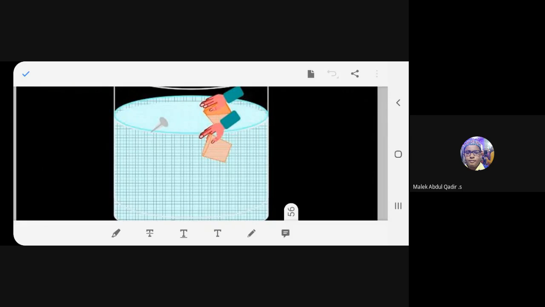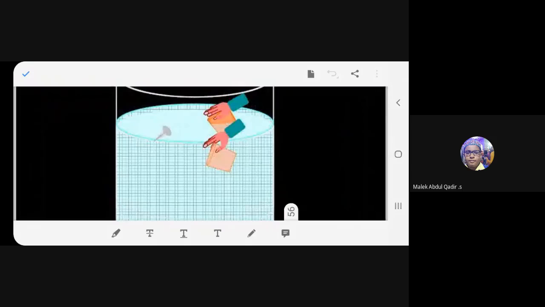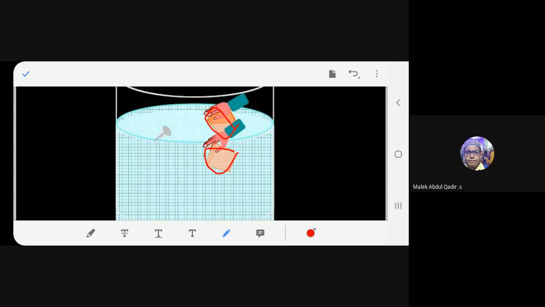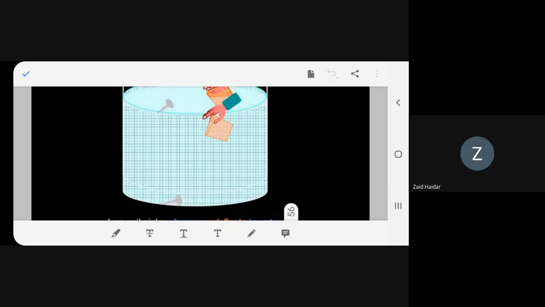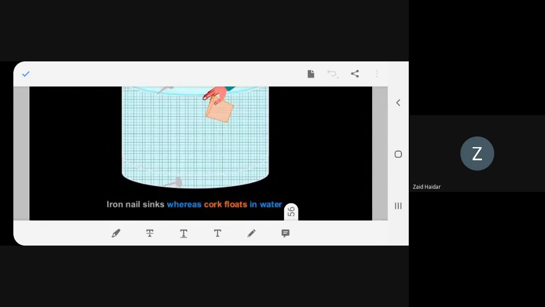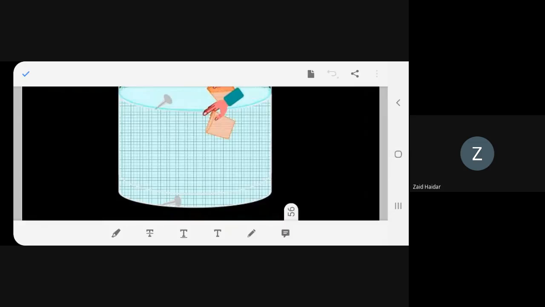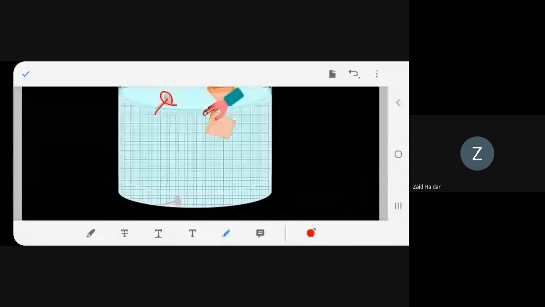Okay. What happens? This cork comes up. When I'm pushing this cork here, after some time it will come up. Can you see this? This is the before and this is the after. So if I push, it will go inside the water. But when you release your hand, the cork will come up. Whereas the nail which is kept over here, after some time you will find it over here. You understand?